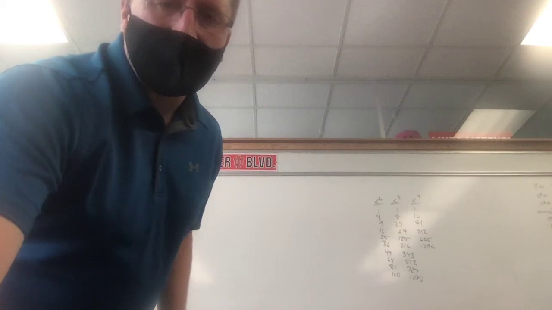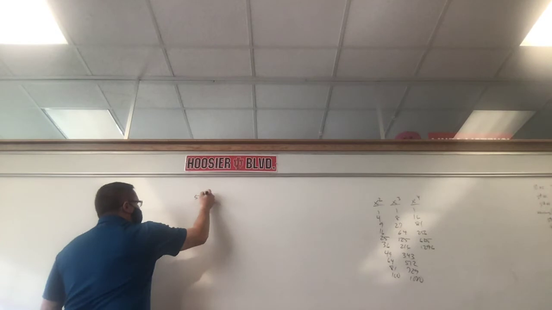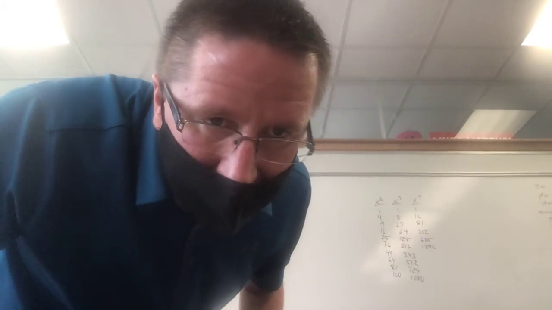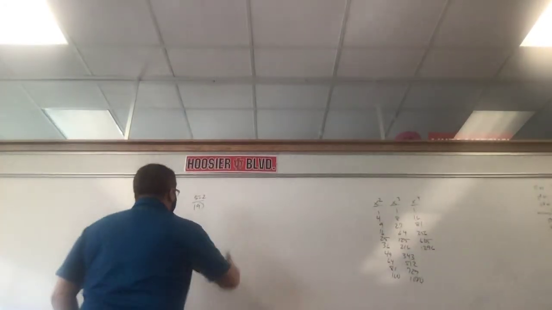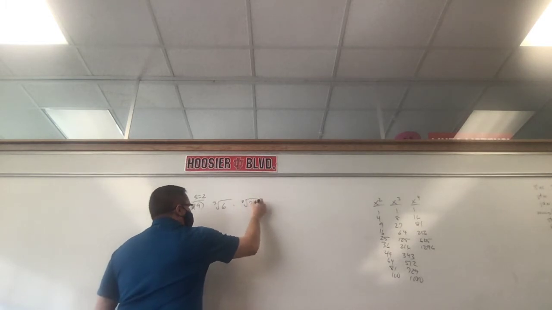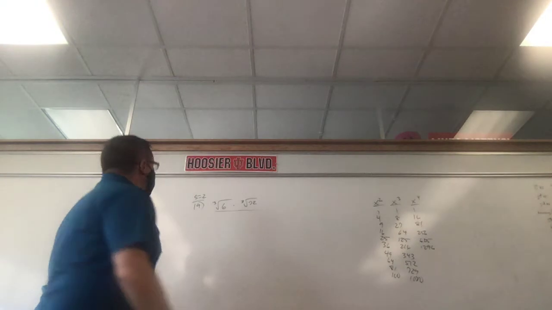Okay, all right, so we're on number 19, question number 19 on 5-2. So they give us what? Is that a cube root? Cube root of 6 times the cube root of 72, over the cube root of 2.